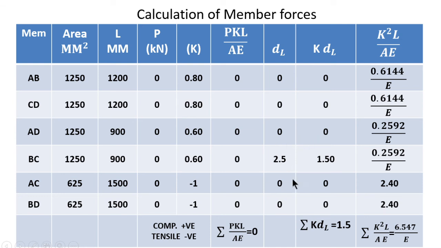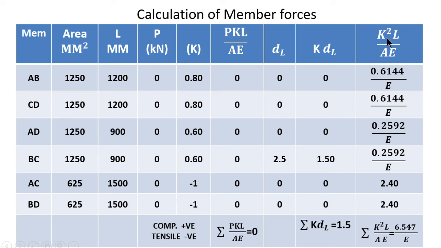Then here, 2.5 into 0.6 becomes 1.5. And the previous one, here delta L is 0, that is why if you multiply 0.8 by 0, that becomes 0. If you multiply 0.8 by 0, it is 0. If you multiply 0.6 by 0, that becomes 0. And here it is 0.6 into 2.5, so that gives 1.5. Then again this is a 0 value, that is why K DL is 0. So summation of KDL is equal to 1.5.